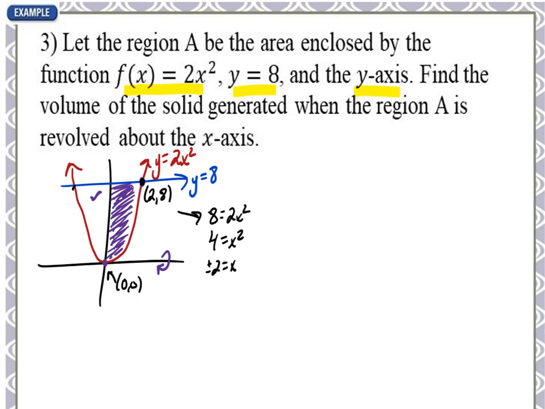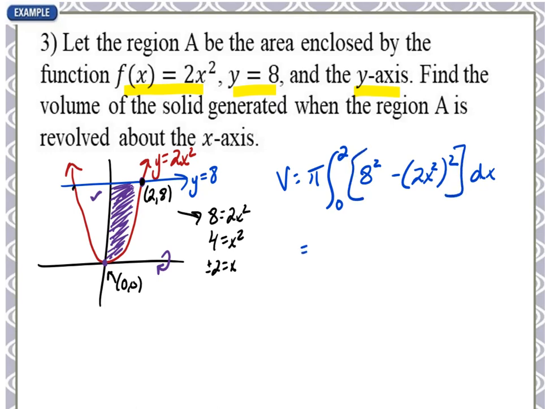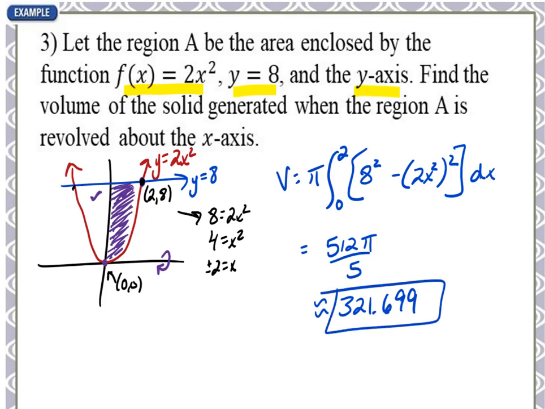So for our volume integral, we're going to say pi times the integral from 0 to 2 of the upper function, which is 8, squared, since we have to square the function, minus the lower function, 2x squared, squared, dx. And you can put some extra square brackets like so. And then when you do that in your calculator, you'll get 512 pi over 5, which is about equal to 321.699. And that is the volume of that solid when you rotate it around the x-axis.